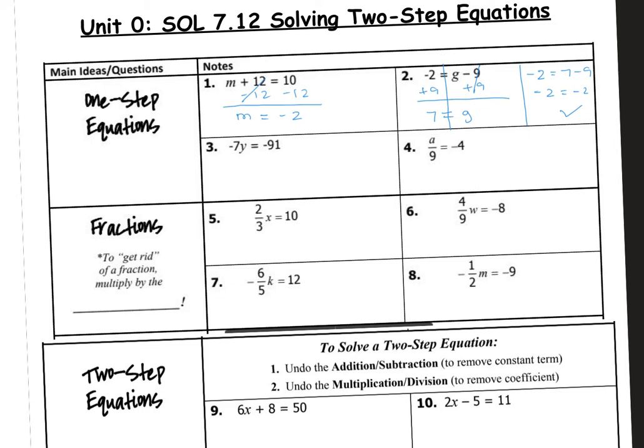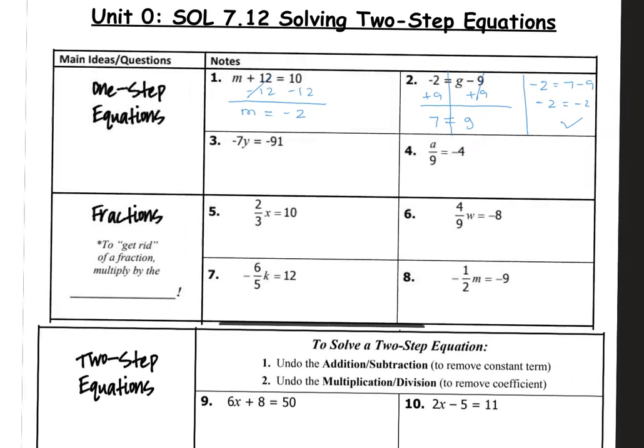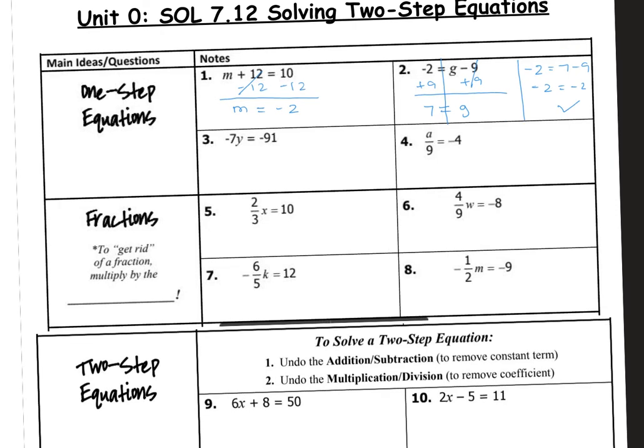All right. I have negative 7y is equal to 91. So here, anytime I see a variable and a number together, automatically that is multiplication. So to undo multiplication, I have to use division. So I'm going to divide both sides by negative 7. My negative 7's cancel out, and I end up with y is equal to a positive 13. So remember, a negative divided by a negative is a positive.